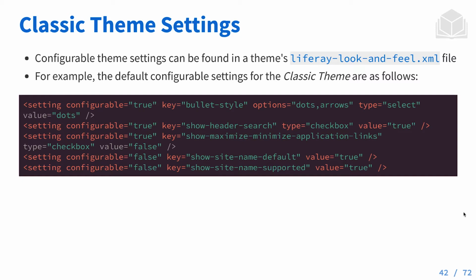Options are going to be dots and arrows, which means, of course, we have the type of select. And then the value is going to set that default value to dots. Okay, so this is something that we would see in the classic theme, and this would interact with, let's say, the navigation. Okay, so we can determine if we want our navigation to have dots or if we want it to have arrows. Okay, this is how it's been traditionally used.